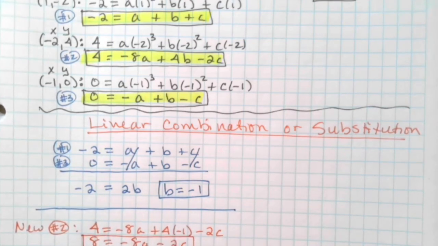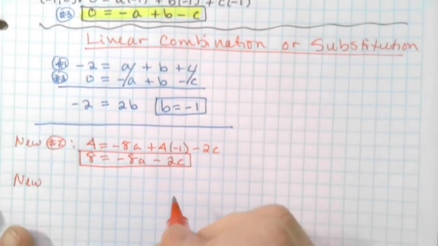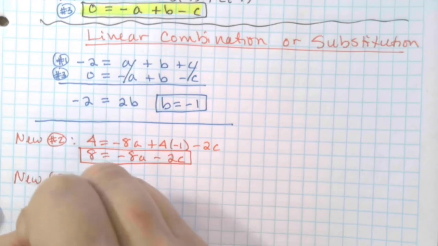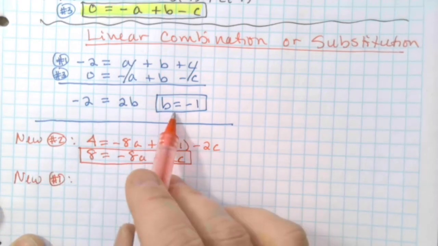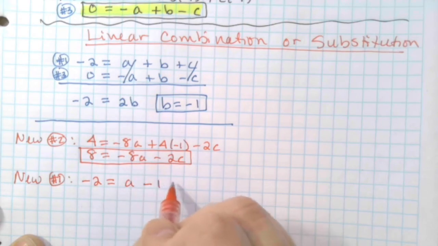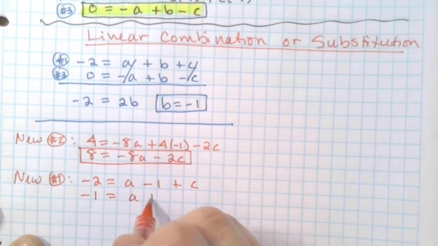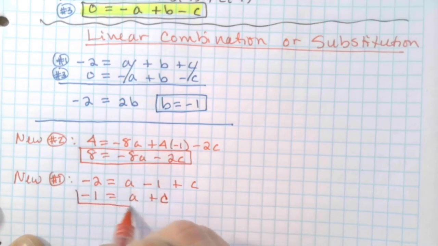And then I get to pick which one I want to do. I like number 1. So I'm going to do new equation number 1. And I'm going to replace B with -1. So -2 equals A minus 1 plus C. Add the 1 over, I get -1 equals A plus C.